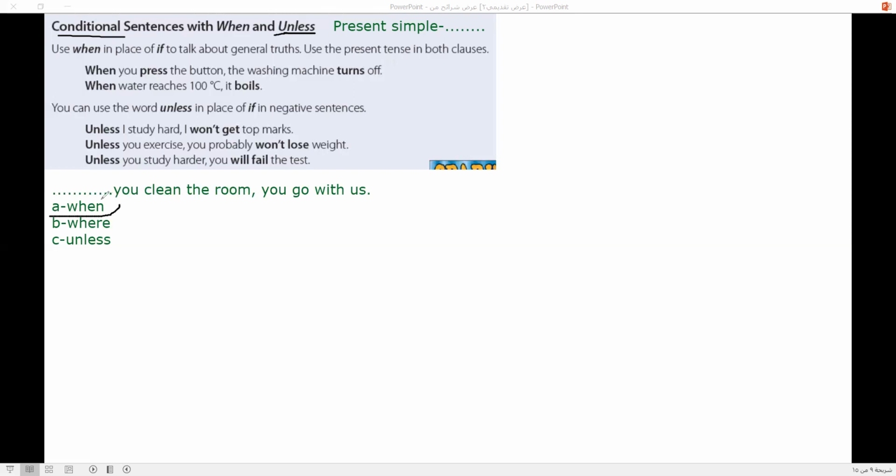So here, of course, we're going to have when. I cannot use where because it's related to the place, and here we're not talking about the place. Unless, I cannot use it here. Why? Because the result clause in unless, if you remember, we said that it should be a negative sentence. If you have your book, please pay attention to this in order not to forget. It should be in a negative sentence. For example, I will give you a question.